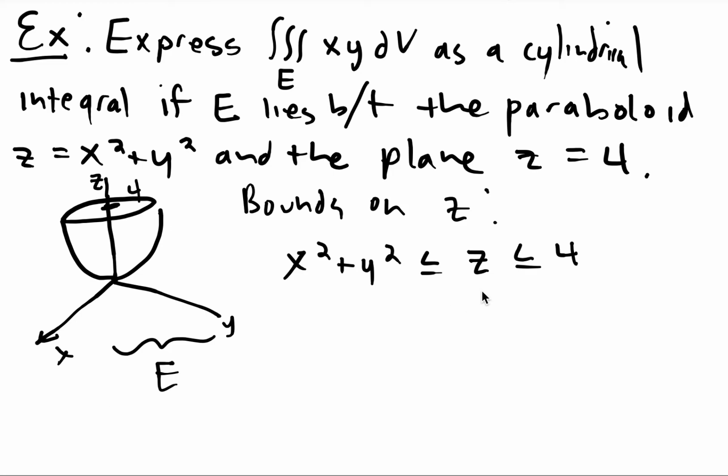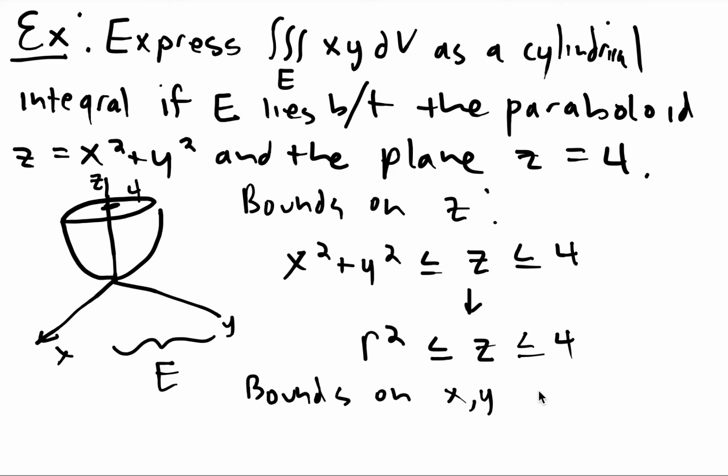Right? If I'm expressing this as a cylindrical integral, we are going to need to fix my bounds, and fixing my bounds means replacing my x and my y correspondingly with r cosine theta and r sine theta, or I can use my shortcut, r squared. Okay, so my new bounds on z are going to look like this. The next thing that I need to sort out are my bounds on x and y, or r and theta, more importantly.